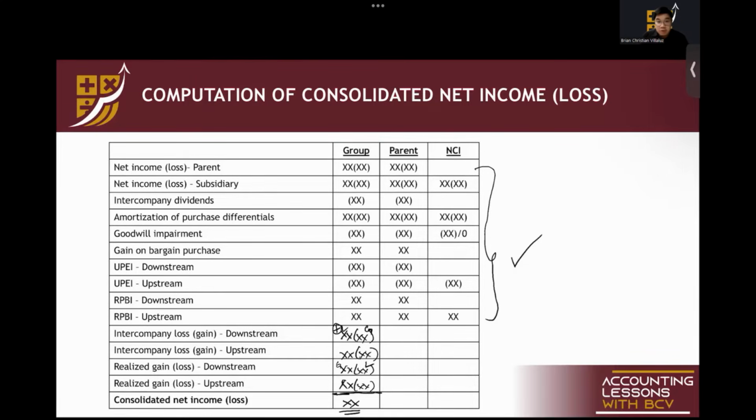Okay. So at this point, ma-compute na natin yung conso net income natin. Then, in computing conso net income attributable to the parent and NCI, analyze natin based on the classification of intercompany sale. Lahat ng downstream, yan ay para lang kay parent. Tama? Ayan. And lahat ng upstream, both parent and non-controlling interest apektado.